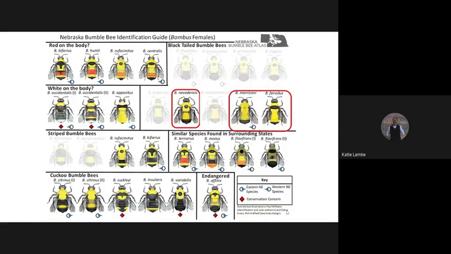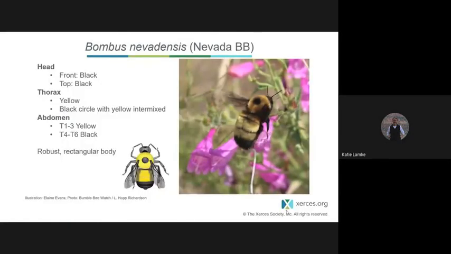So now we're just going to finish out the black-tailed group and take a look at Bombus nevadensis, Bombus morrisoni, and Bombus fervidus. Bombus nevadensis is a bee that has black hairs on the front of its face and the top of its head. The thorax is predominantly yellow, but it has a black circle in the center. And T1 through 3 are yellow, with T4 through T6 being black. And relative to other bumblebees, this is a pretty robust species and tends to have a chunky rectangular shape to it.